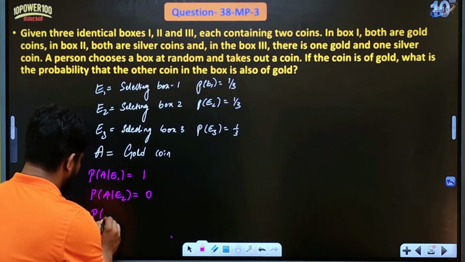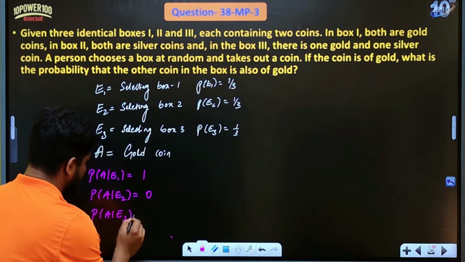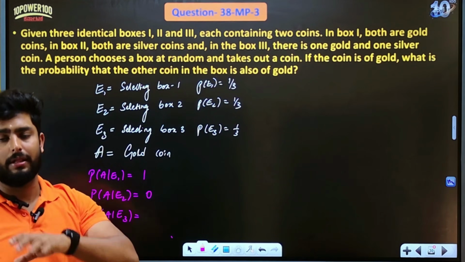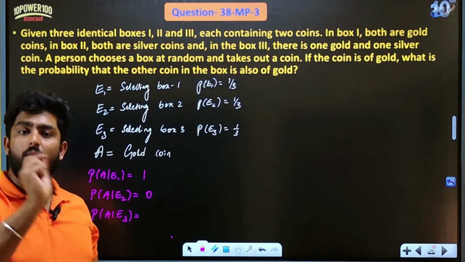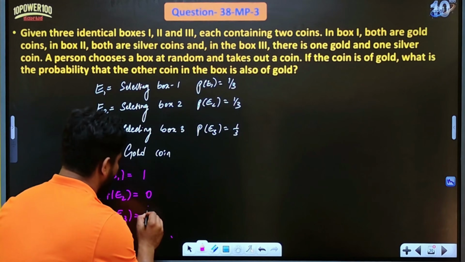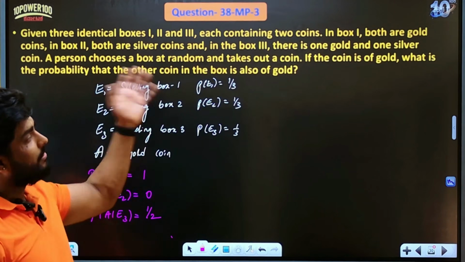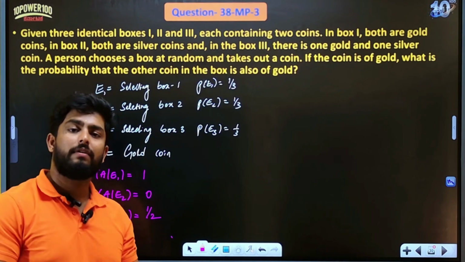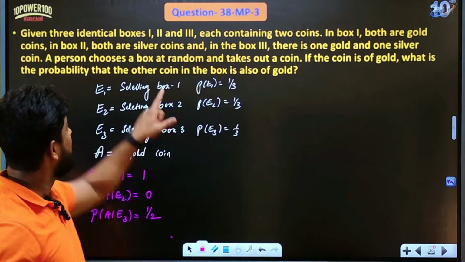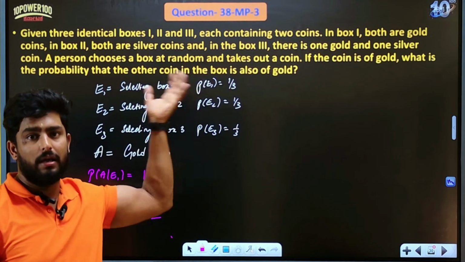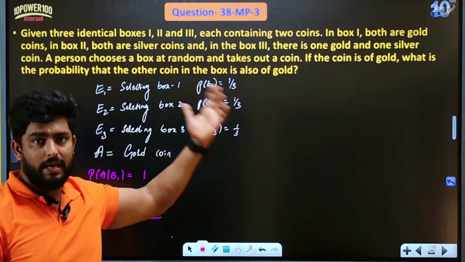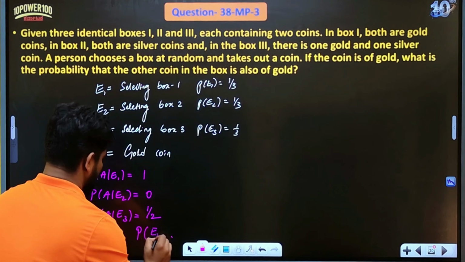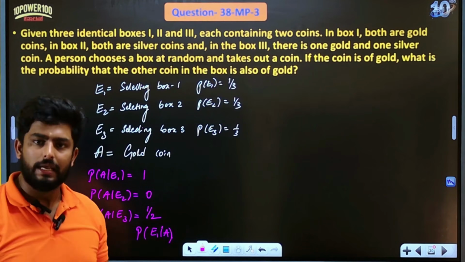Next, probability of A given E3. In the third box there is one gold coin and one silver coin. So the probability of getting a gold coin is 1 out of 2. So it is 1 by 2. Now they're asking, if one coin is gold, find the probability that the other coin is also gold. That means they're talking about box 1. For both coins to be gold, it must be box 1. So probability of E1 given A is the question mark.